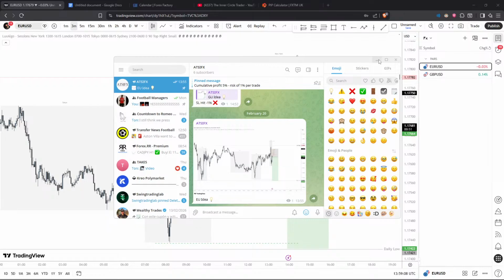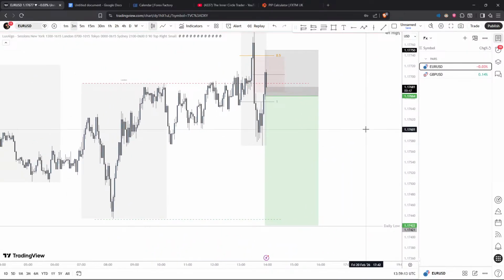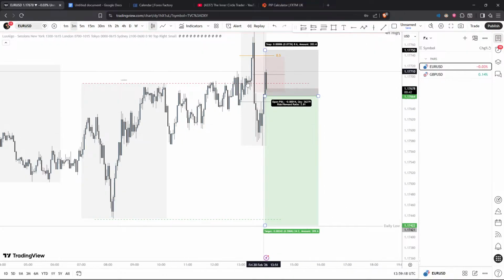It's also pinned. So yeah, you can see how this trade does. I update everything. I'm fully transparent. If I enter a trade, I post it. If I lose, I post it. If I win, I post it. I'm very transparent, no matter what. So we'll see what happens here.